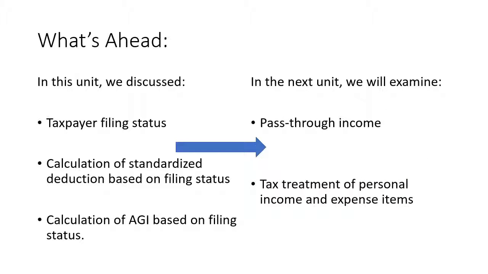In this unit, we talked about the taxpayer filing status and how the taxpayer filing status is used to calculate the standardized deduction and calculate adjusted gross income. In the next unit, we'll start to look at the pass-through income that's earned by proprietors, as well as the tax treatment of certain personal income and expense items.